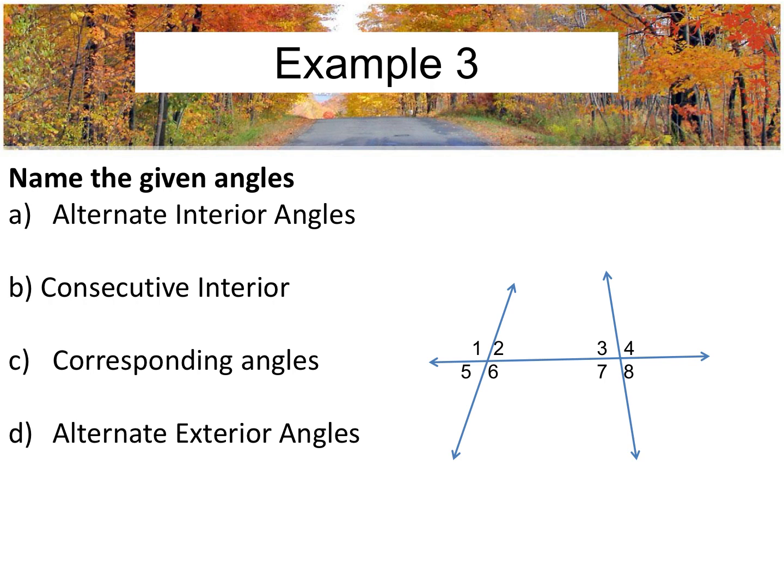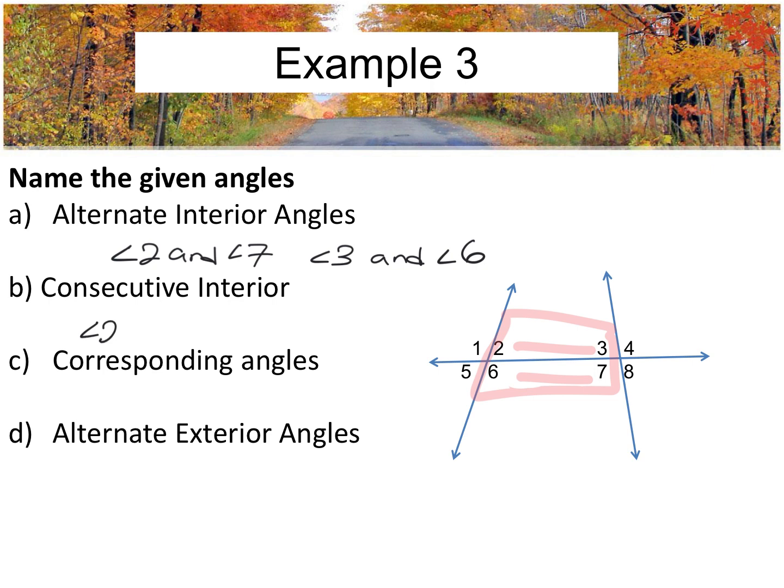So we have alternate interior angles. Again, the interior angles are these. The alternating are the opposites of each other. So we have angle 2 and 7 and angle 3 and 6. Now we have consecutive interior angles. Again, the interior angles are still the same, but consecutive means they're on the same side. So it would be angle 2 and 3 and angle 6 and 7.